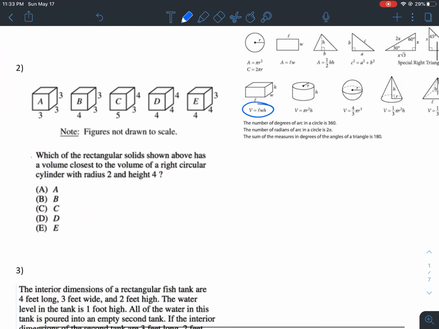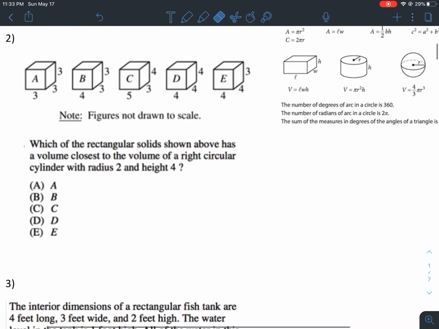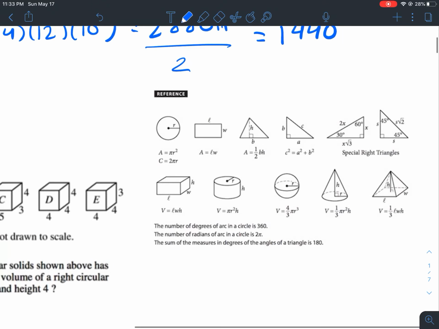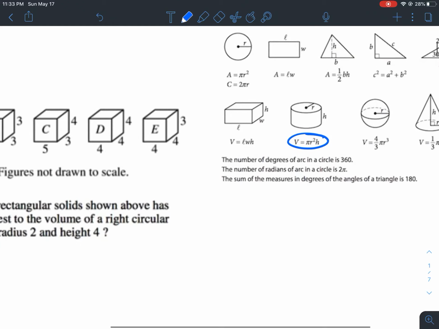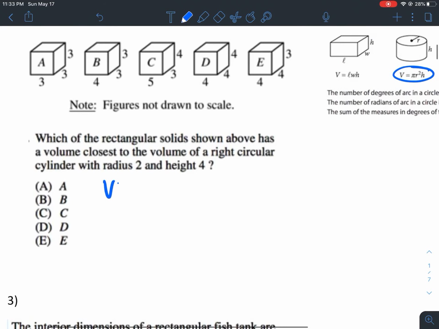All right. So for number 2, it says, which of the rectangular solids shown above has a volume closest to the volume of a right circular cylinder with a radius of 2 and a height of 4? So what they're asking you to do is find the volume of this cylinder and compare it to the volume of these rectangular prisms. So if we go to our formula sheet, we know that the volume of a cylinder is pi radius squared height.